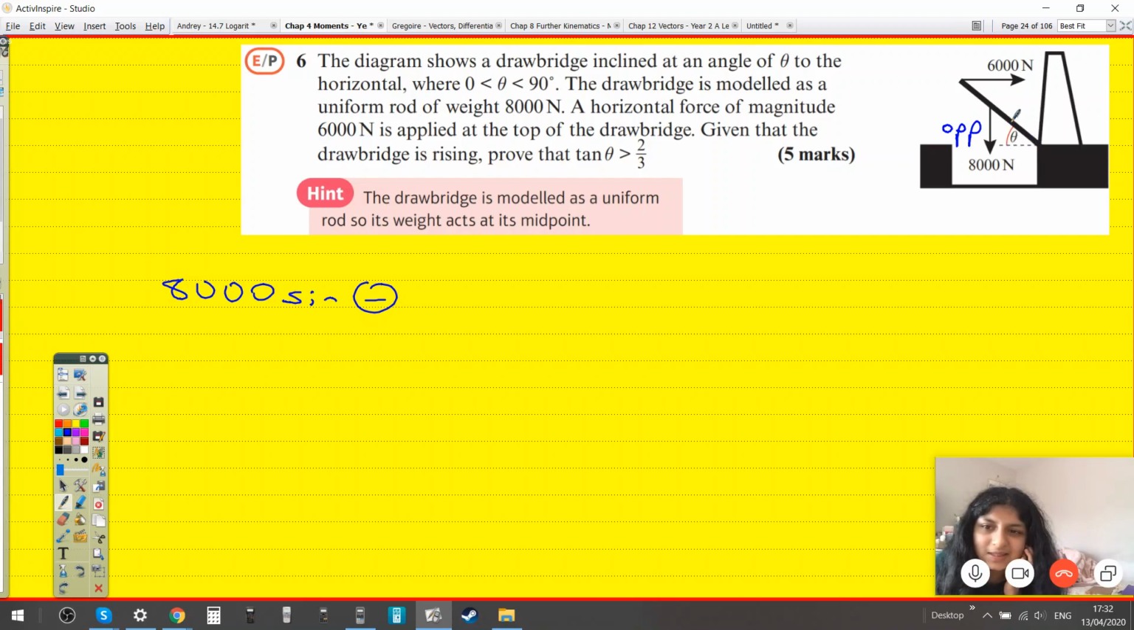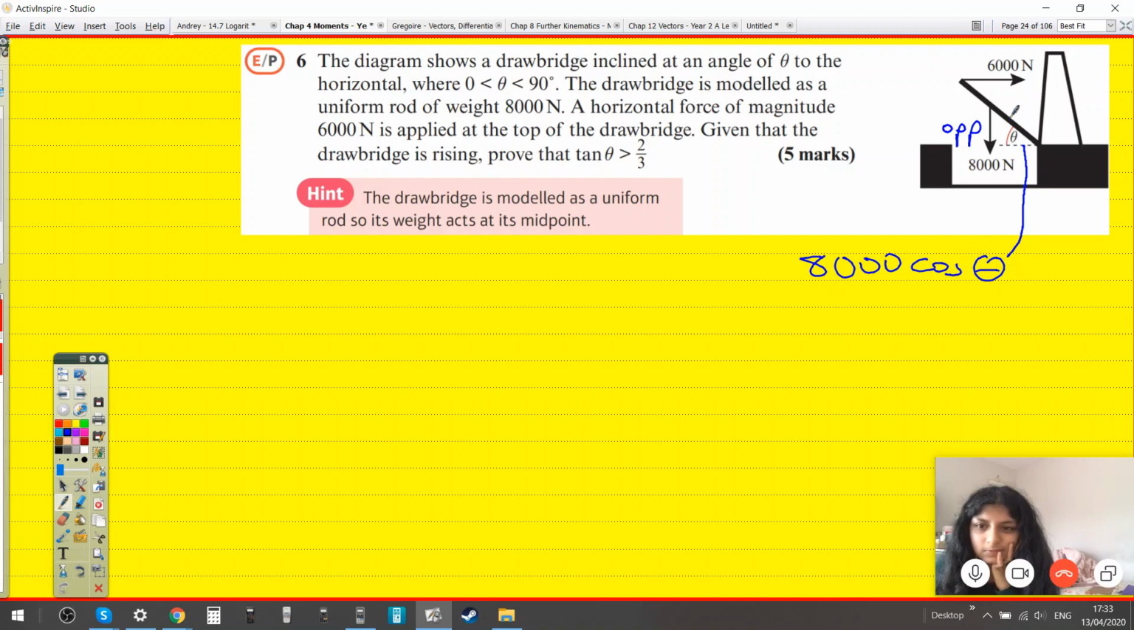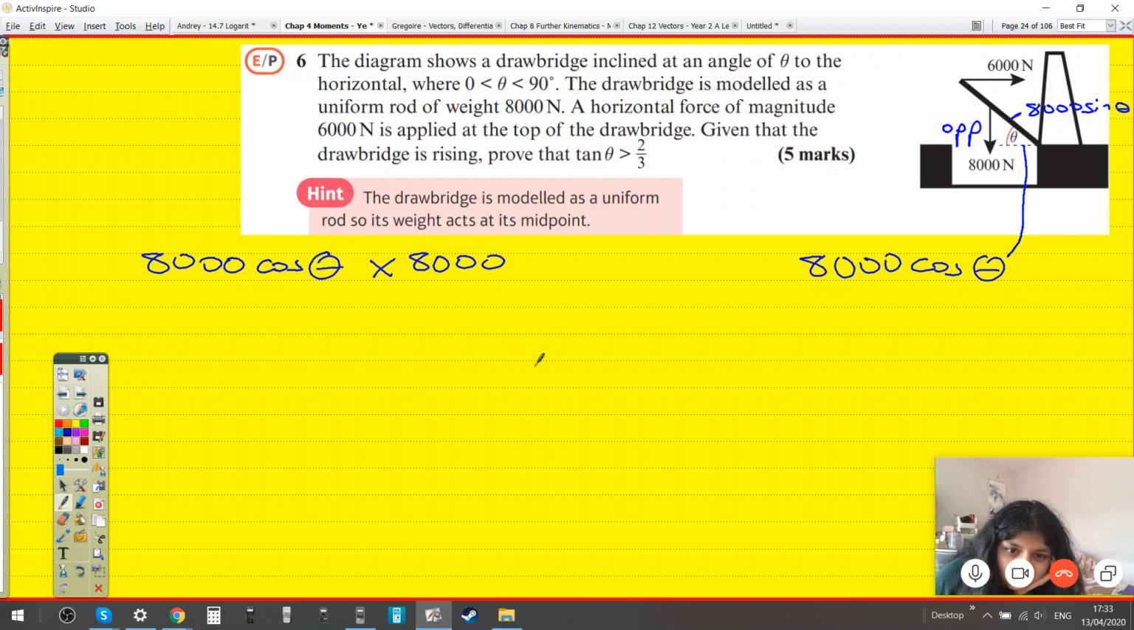But I don't think that's the distance because it's not perpendicular. The side that has the dotted line, wouldn't that be the perpendicular distance? So that's the perpendicular distance. And that's not 8,000 sine theta. So what is the perpendicular one? 8,000 cos theta, I think, because that's adjacent. And the hypotenuse would be 8,000 sine theta. But the moment is 8,000 cos theta times 8,000. So 8,000 cos theta times by 8,000, and it's anti-clockwise.